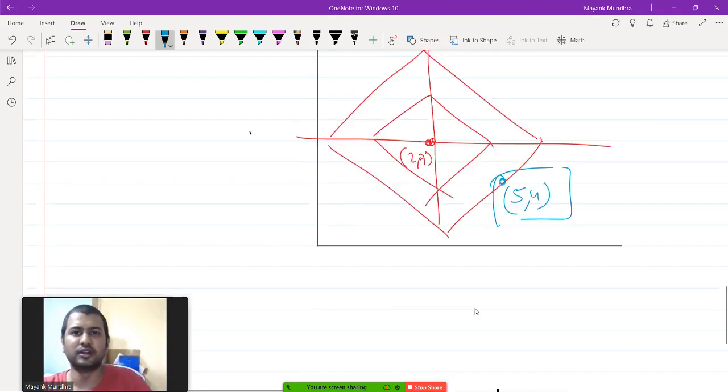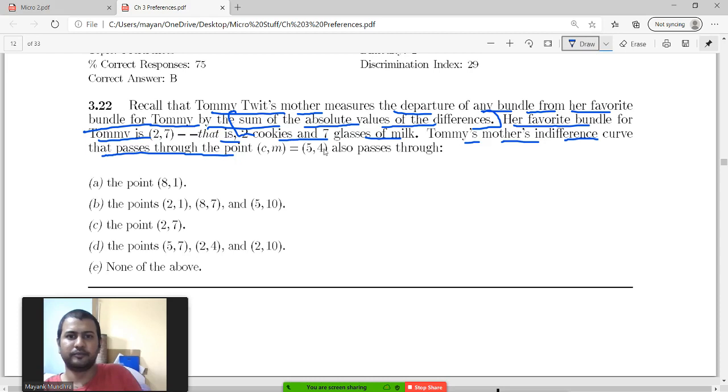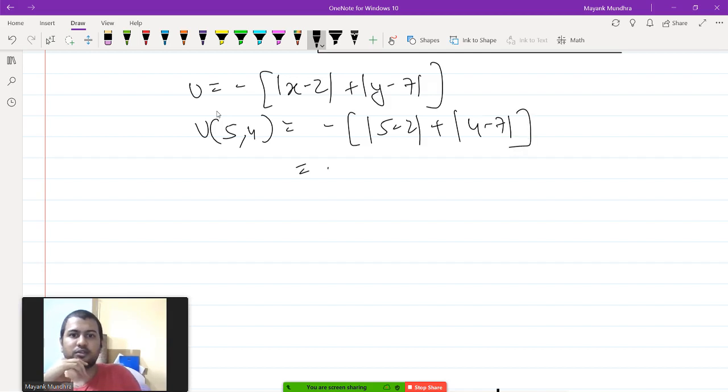Let's come back to your utility function. Your utility function was negative of mod x minus 2 plus mod of y minus 7. So the utility at point 5 comma 4 will be equal to negative of mod 5 minus 2 plus mod 4 minus 7. That's negative of 3 plus 3, so that's minus 6. So the utility is minus 6 at 5 comma 4.